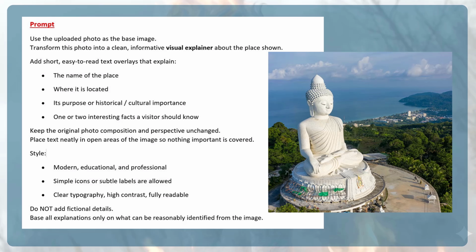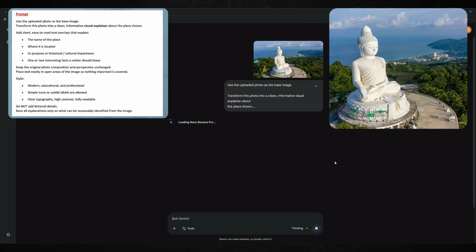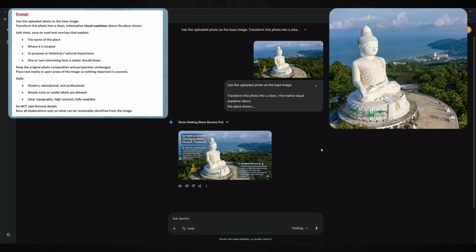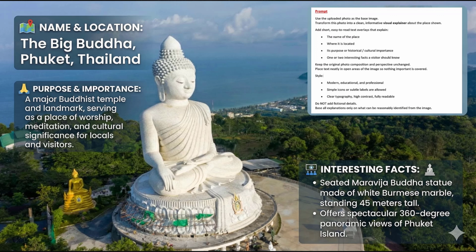The full prompt is a bit longer and you'll have it in the attached file, but the core idea is straightforward. Use the uploaded photo as the base. Add short factual text in open areas. Explain only what can be identified visually, nothing invented. So the result might include phrases like large outdoor Buddha statue, white stone or marble-like surface, located on an elevated hilltop area, commonly visited for spiritual or cultural purposes.